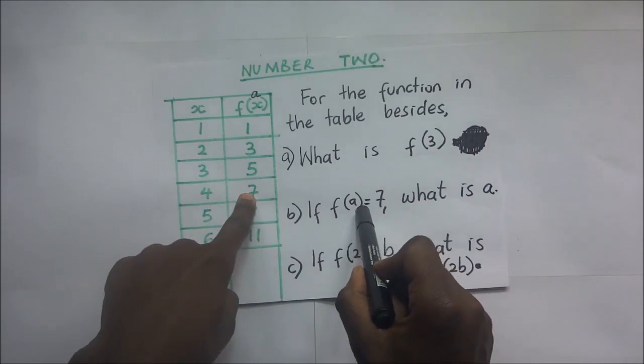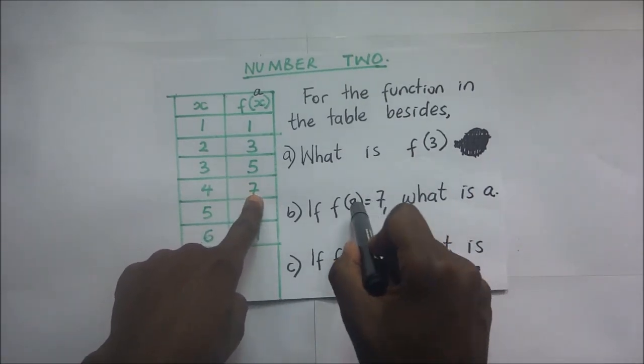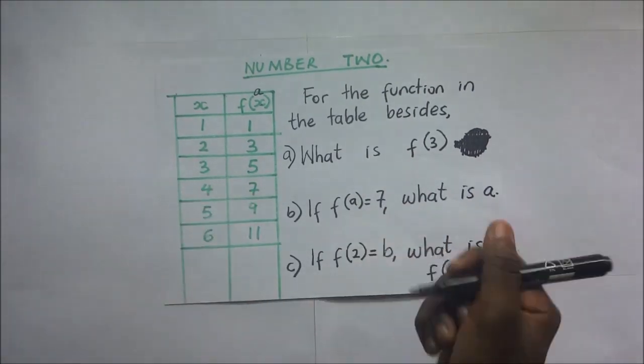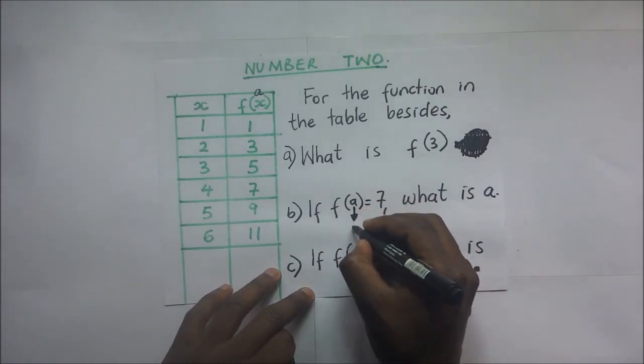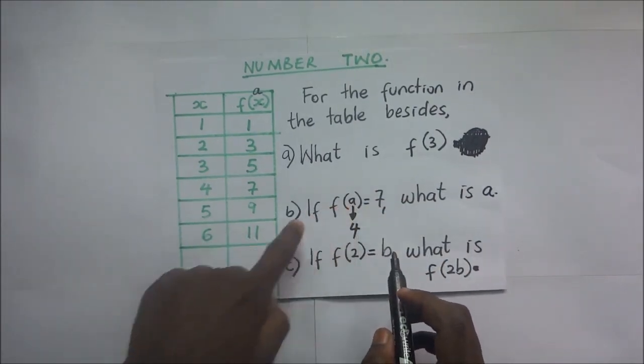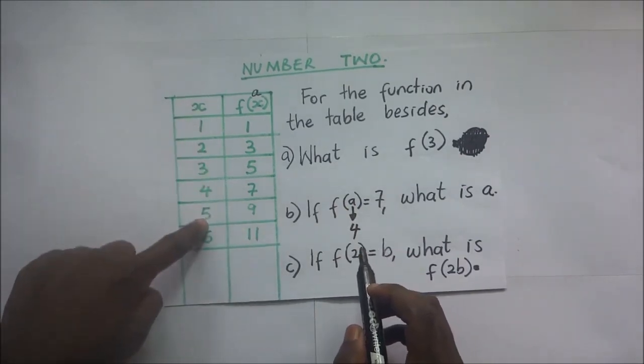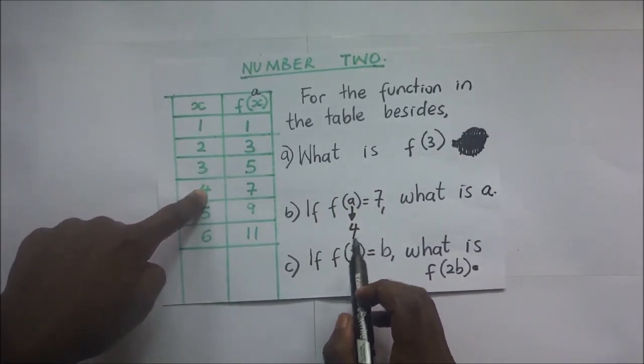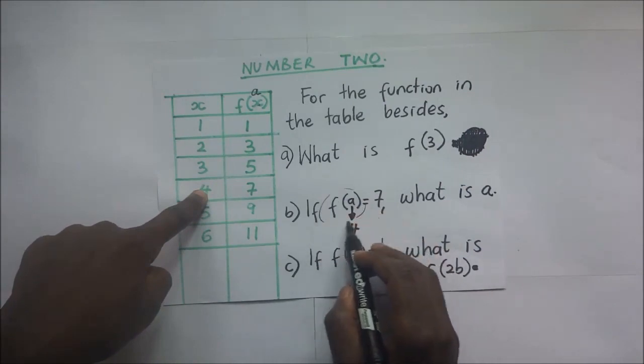So when f of a is 7, it means the value of a here is 4. So when the value of a is 4, or in this case when the value of x is 4, the function is equal to 7.